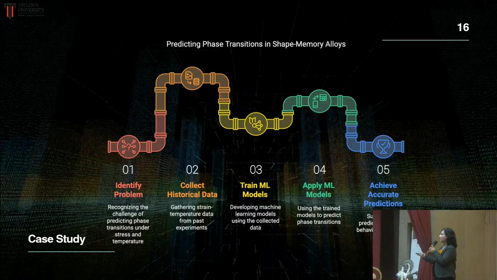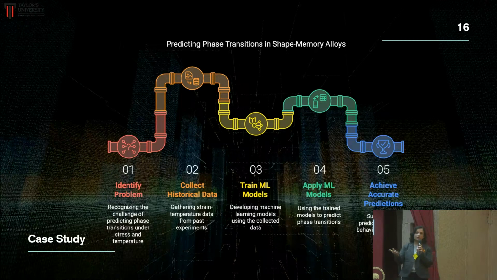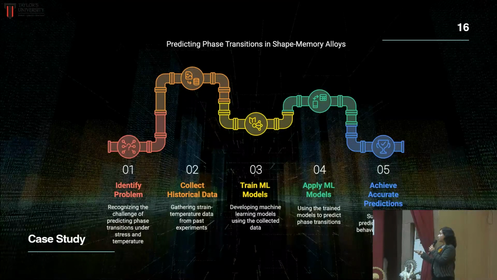We need to train the ML models. Here we have to develop the machine learning models using the data that we collected through various surveys. After this, we have to apply the ML models. That is, we have to use the trained models to predict the phase transition. What are the phase transitions? By applying various machine learning algorithms as well as techniques. After this, we achieve the accurate predictions. Since we have already collected the data and applied techniques on it, we have run the simulations. So we'll come to the proper prediction and recovery behavior of the design that we were looking for.